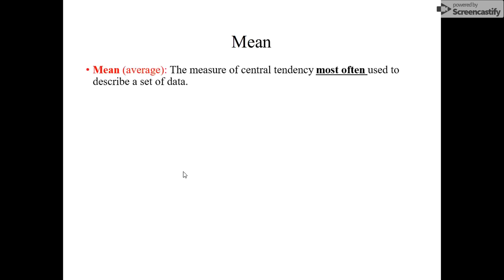Okay, and then the last one is the mean, which is the average. This one you use often. It's the measure of central tendency most often used to describe a set of data.